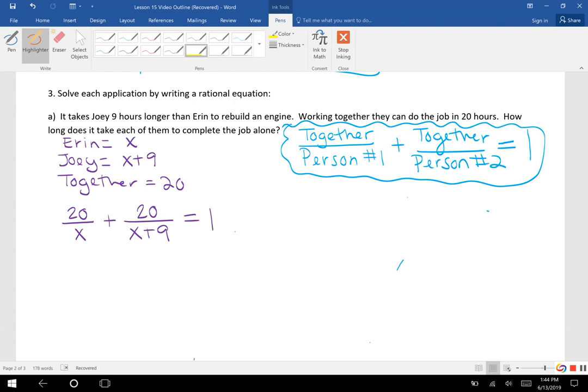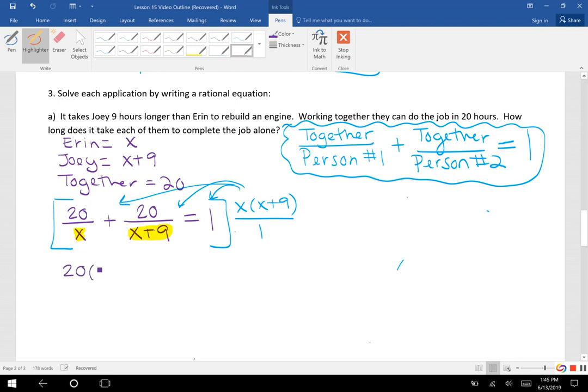So here's a rational equation. To solve, I'm going to find the least common denominator. My denominators are X and X plus 9. That means I'm going to multiply everything in this equation by X times X plus 9, all 3 terms. So I'm going to try to do the canceling in my head. First term, 20 over X times X times X plus 9. It's the X's that cancel. And so I'm just going to be left with 20 and the X plus 9. In the second term, now the X plus 9's cancel. So I just have 20X left.